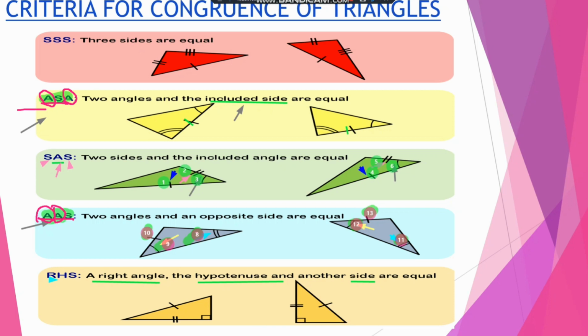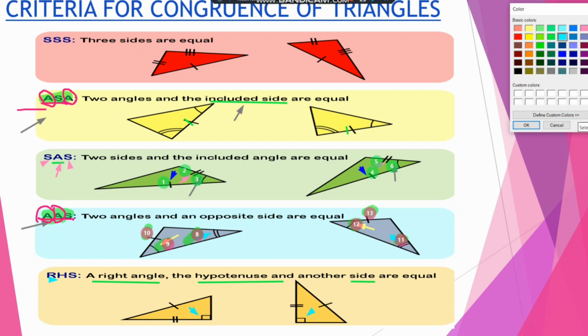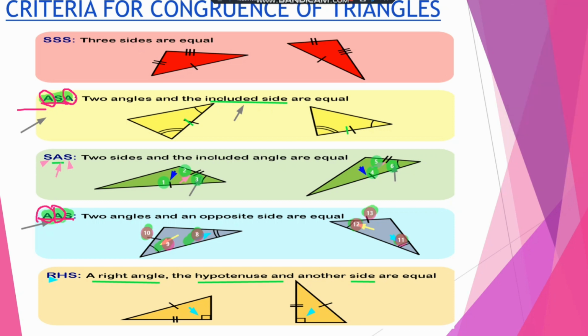R means right angle should be there in both the triangles. So here you can see that there are two right angles. One is this, in the other triangle this is the right angle. Then H means hypotenuse should be equal in the two triangles. So this is the hypotenuse in this triangle, which is equal to the hypotenuse in this triangle.